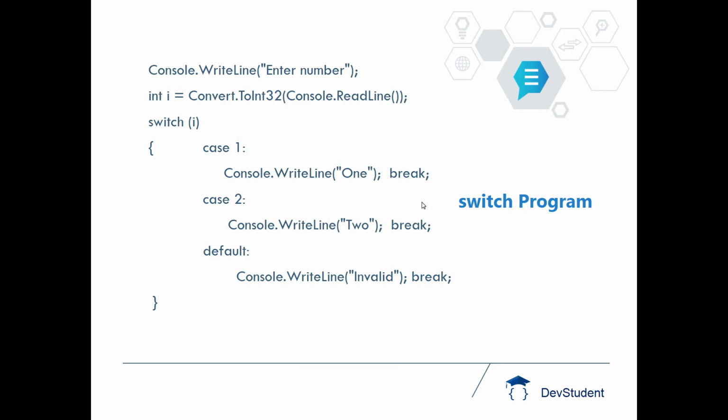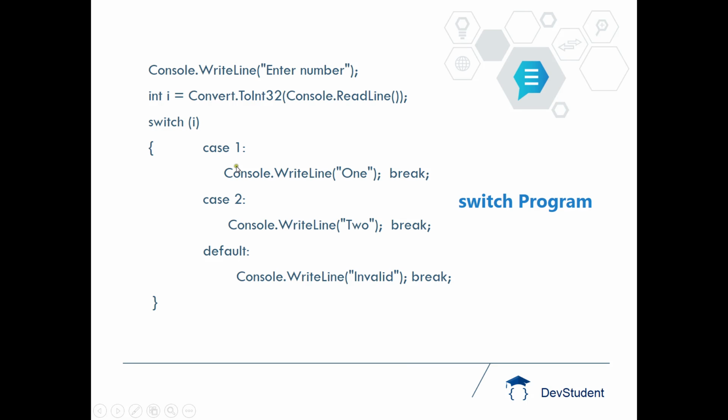Here is the program for that. In the first line, we are asking a user to enter a number. This is a message printed on the output screen. In the second line, you can see Console.ReadLine is used, which is taking input from the user, and it's going to convert into Int32 to place it into a variable called i. And in this switch, I'm going to write an expression where I placed a variable. In this i, it contains some value which is entered by the user.